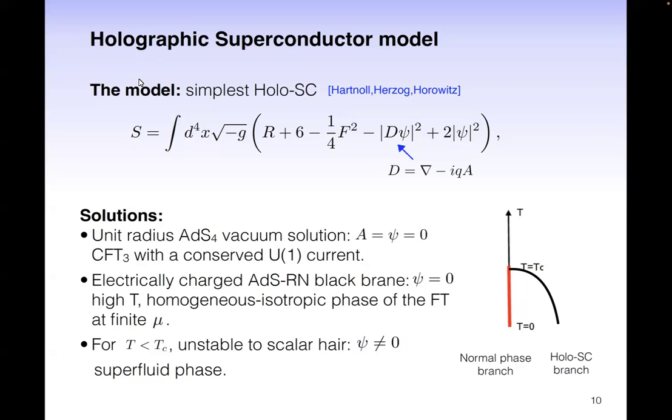Now, at this stage, we can go and compute quasinormal modes for this electrically charged Reissner-Nordström black hole. And what we'll find is that if we keep reducing the temperature, at some point there will be a quasinormal mode that will move into the upper half plane, so it will become unstable.